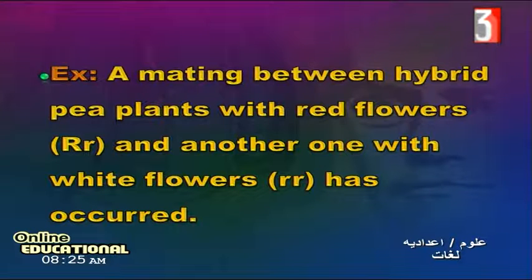But a pure trait, such as a white flower, is R small R small. But why R small? Because it is a recessive trait. Again, R capital R small is a dominant trait, but it is a hybrid, not pure. R small R small, as a white flower, is a pure recessive trait.